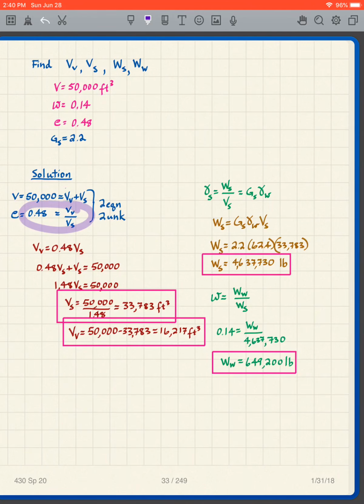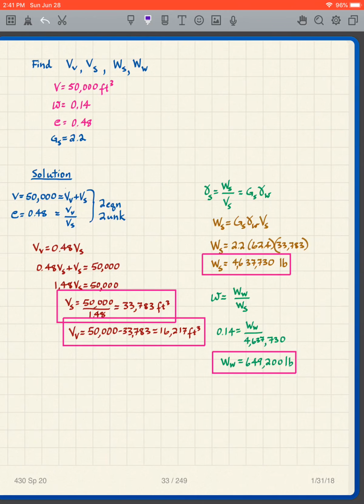So you can work with this equation first. I take this 0.48 Vs, and where do I put it? I put it right there. So that means I get a new equation. I solve that equation for Vs. I get Vs is equal to 33,783 cubic feet. And then I simply subtract that number from the 50,000 and I get the volume of the voids. Okay, so now I have both the volume of the voids and the volume of the solids.